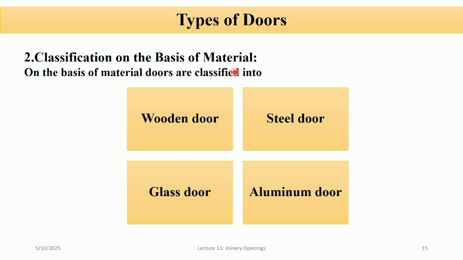Classification on the basis of material. On the basis of material, doors are classified into wooden door, steel door, glass door, and aluminum door. The door which is made from wood is known as a wooden door, from steel is known as a steel door, the door made from glass is known as a glass door, and an aluminum door is one that consists of aluminum.